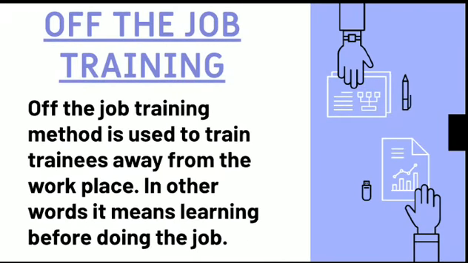So what is the meaning of off the job training? The off the job training method is used to train trainees away from the workplace. In other words, it means learning before doing the job. When you are undergoing training away from the actual workplace, it is called off the job training. You are increasing your ability and skill before actually getting into the job place or atmosphere.